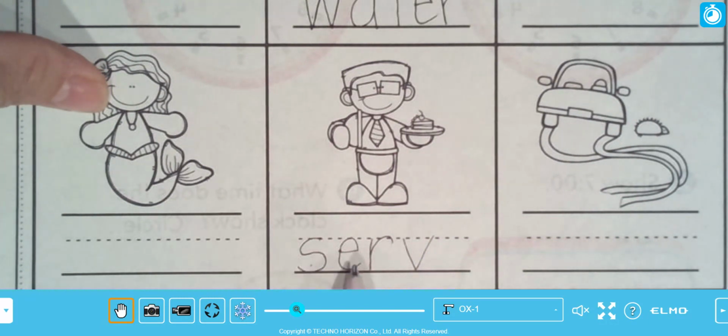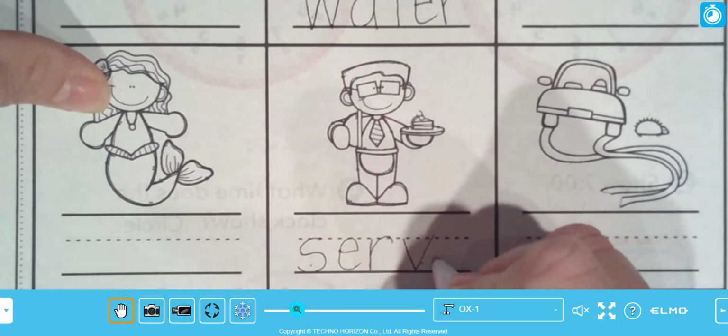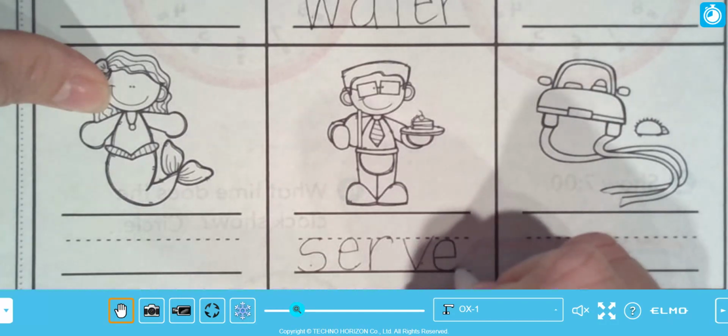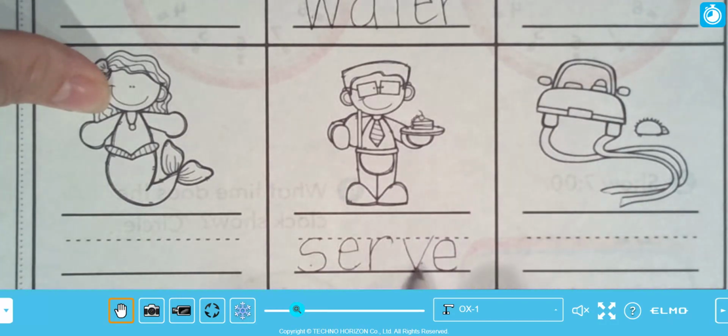So s, er, v, but we're missing something because no word in English can end with a V, even though v is the last sound. So we have to put another letter here that doesn't make a sound. What letter can we put at the end that doesn't make a sound? Yes, the silent E. So now it's s, er, v. So even though the last sound is v, the last letter is the silent E.